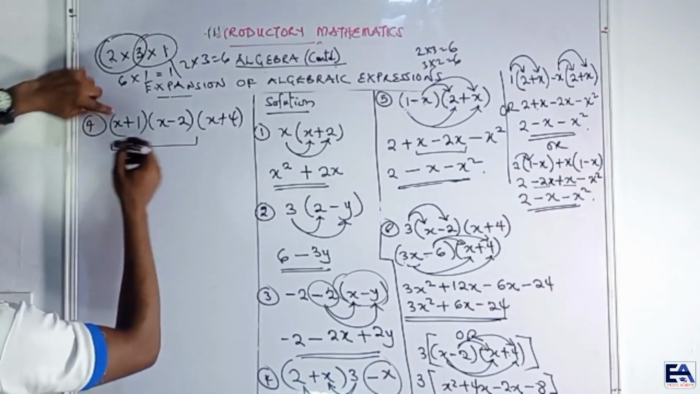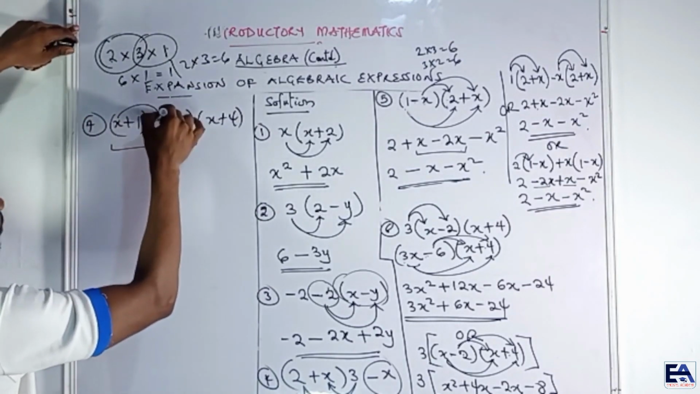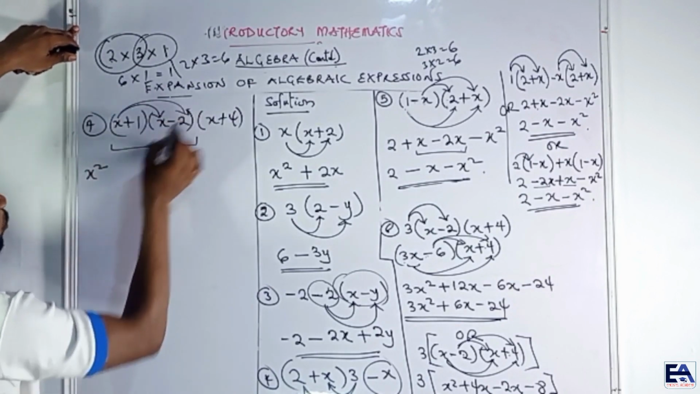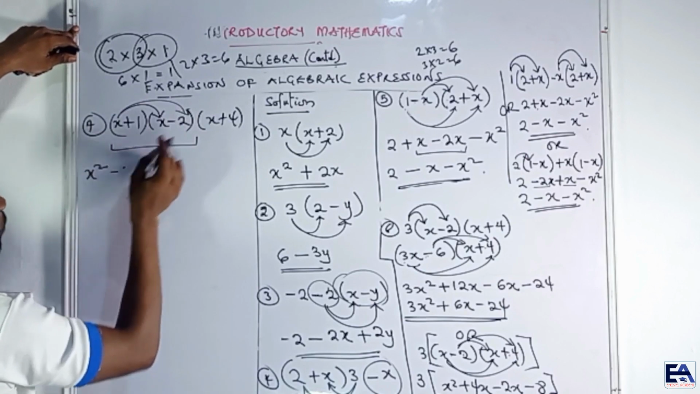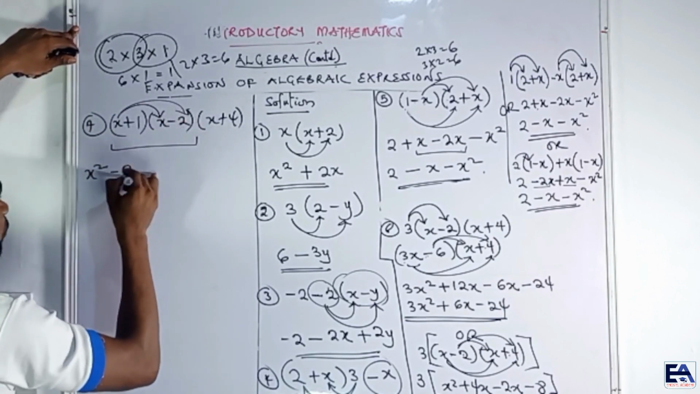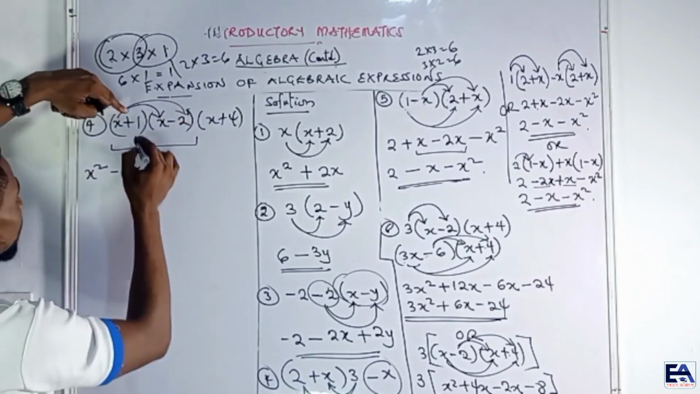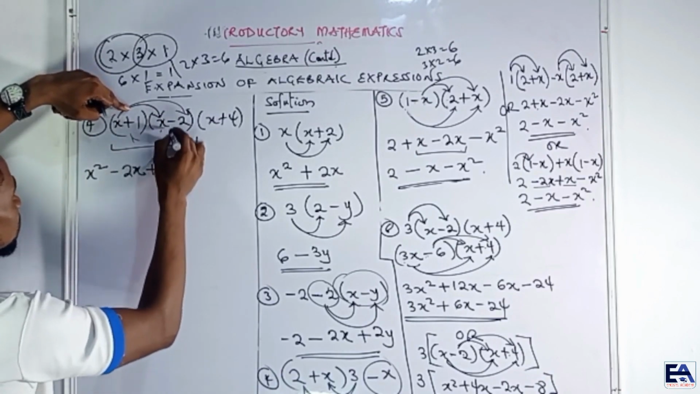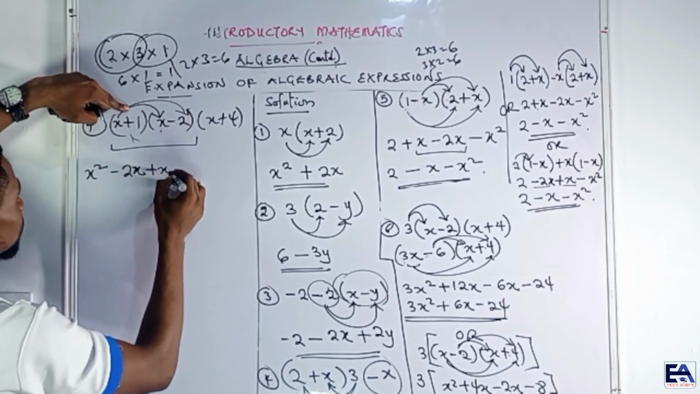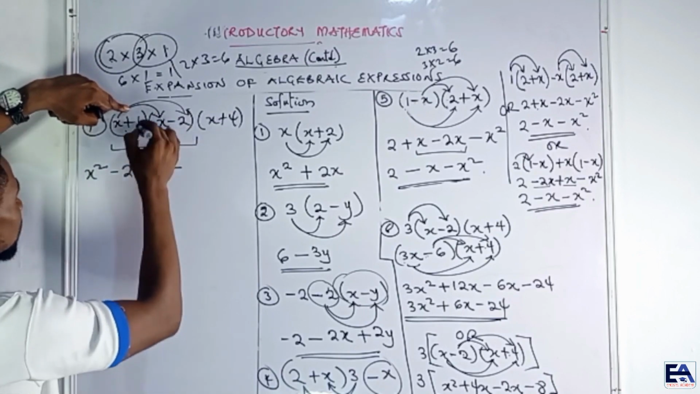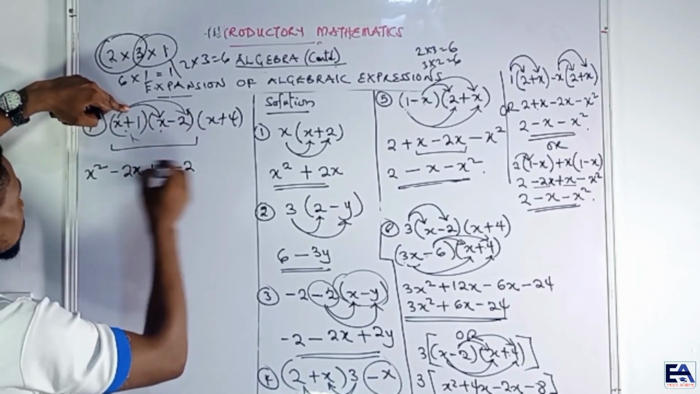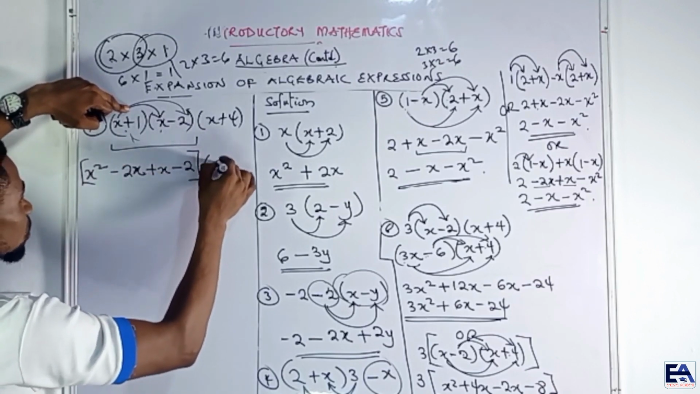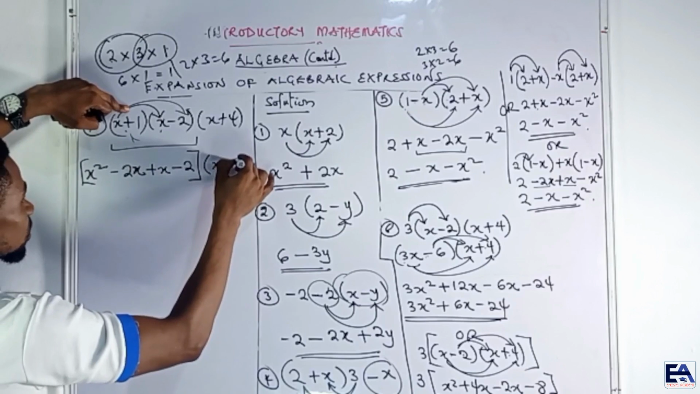So this time around, x times x will give us what? x squared. The same x multiplies minus 2 to give you minus 2x. And then we have plus 1 times x, that's plus x. And then this multiplies this to give you, plus times minus is minus, then 1 times 2 is 2. We are still keeping tab with this, while this one is still outside.